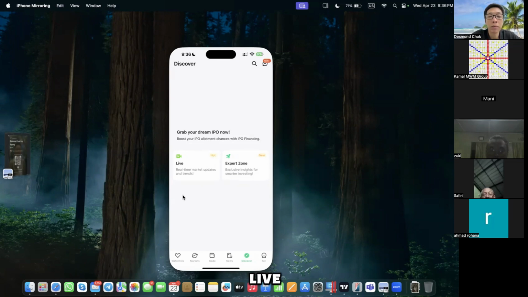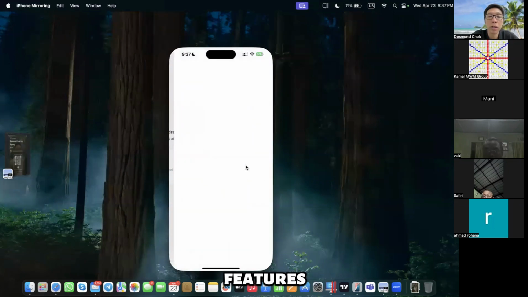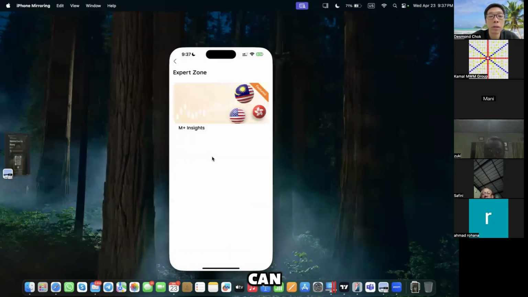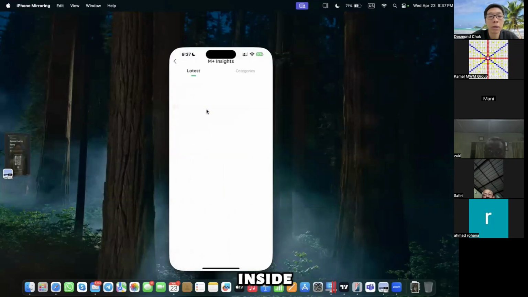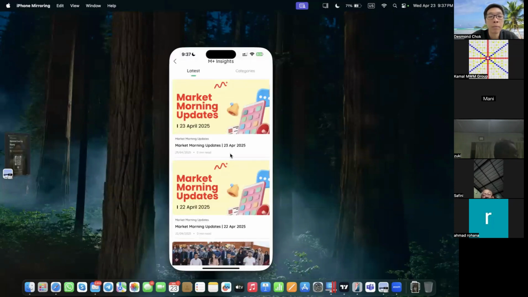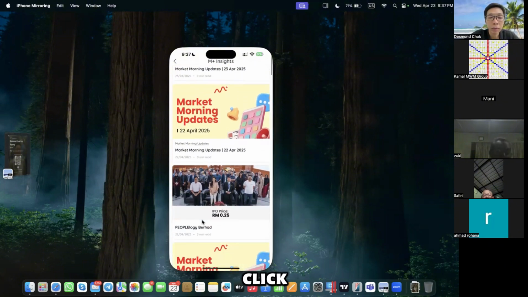Okay, this one is a live. So live, if let's say the M Plus site is having any live event, you can click here and watch the live. So this one is expert zone. This one is a new feature. When you click expert zone, you can see the market insight. I suggest you every morning go until here, then just click and read.